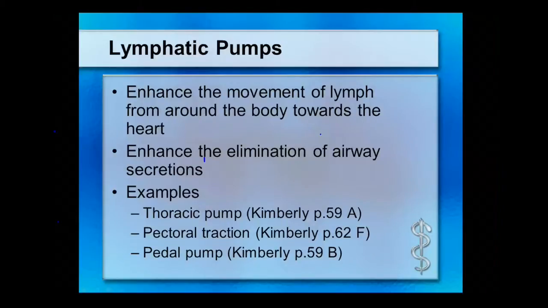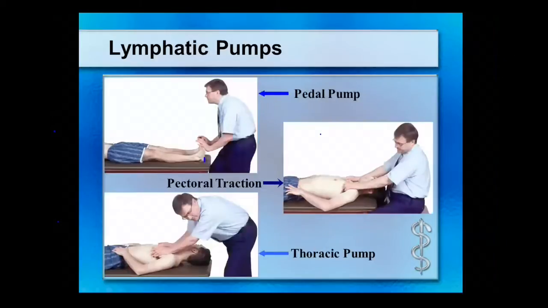Obviously, we want to enhance the movement of the lymph and remove any restrictions associated with that, because the movement of the lymph helps us get the patient better. Enhance and eliminate airway secretions. We have the thoracic pump. You remember that one, but you need to be careful with that. You don't want to do the fast release with someone with COPD. Pectoral traction is a good thing. Pedal pump is a lot easier because you don't have to move the bed out. A couple examples of that.